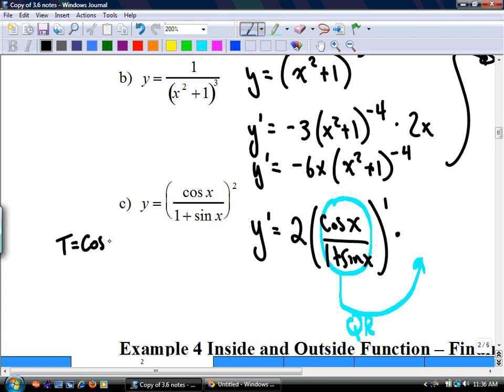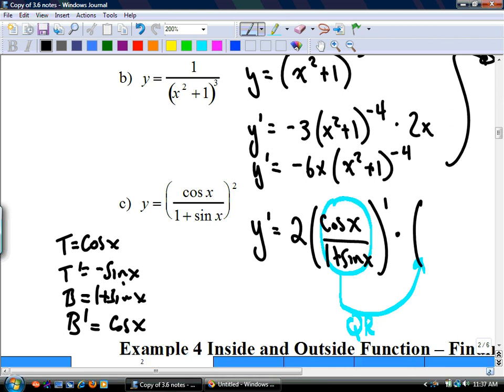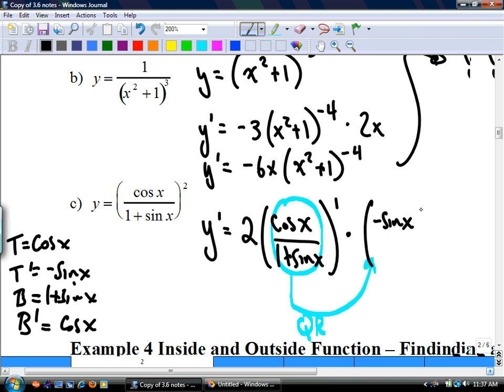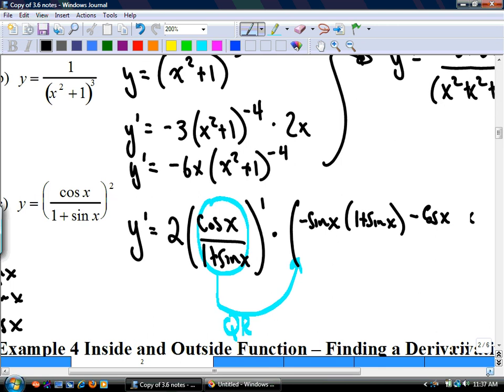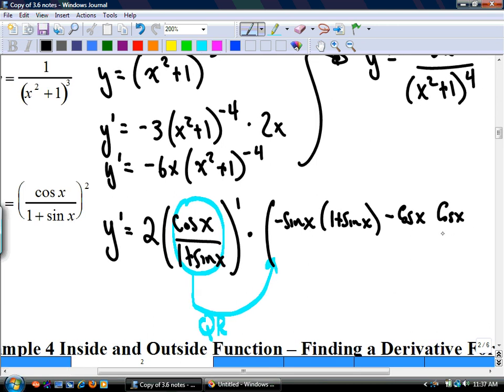Top is equal to cos x. Top prime is equal to negative sine x. Bottom is equal to 1 plus sine x. Bottom prime is equal to cos x. Derivative of the top, minus sine x, times the bottom, 1 plus sine x. Minus the derivative of the bottom, cos x, times the top. Well, you gotta get excited because this is pretty boring. All over the bottom squared.